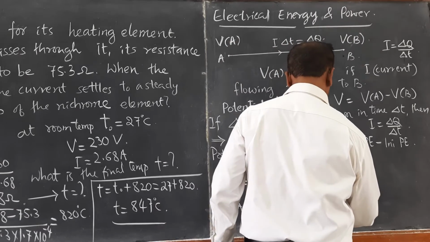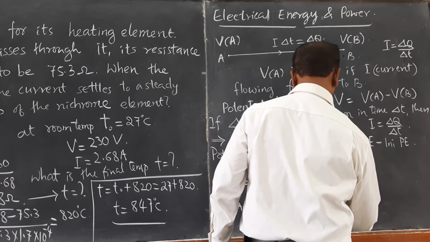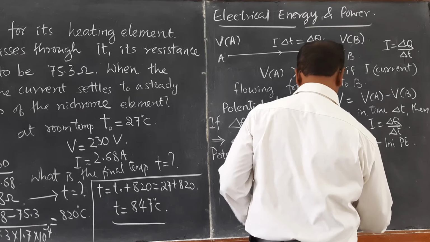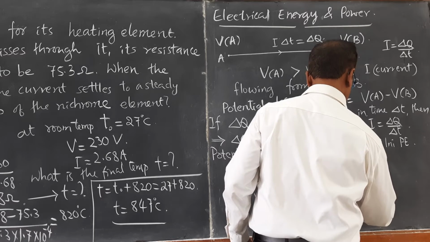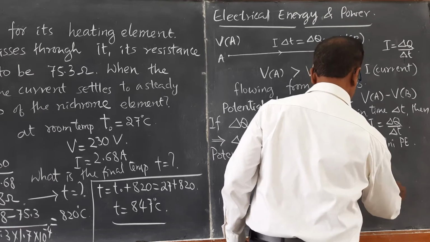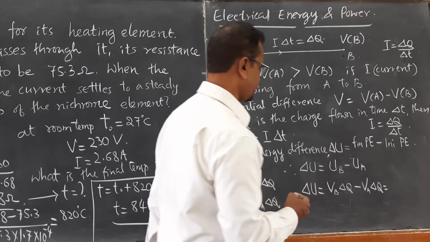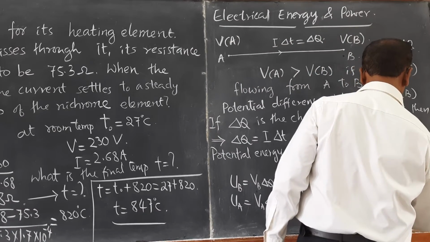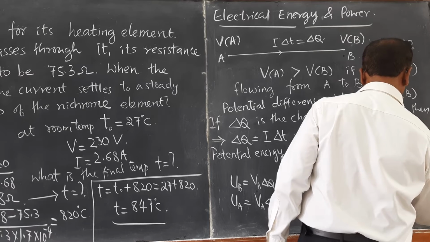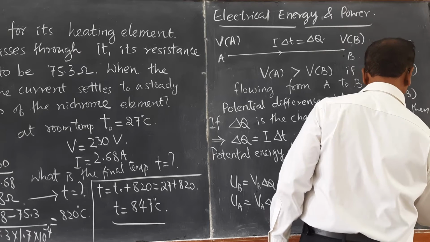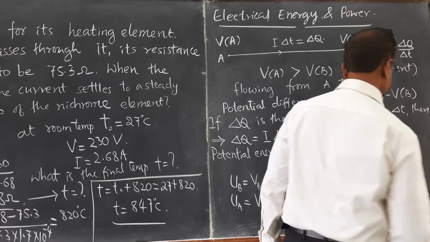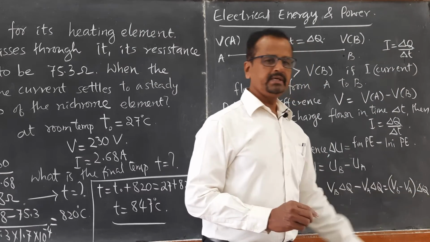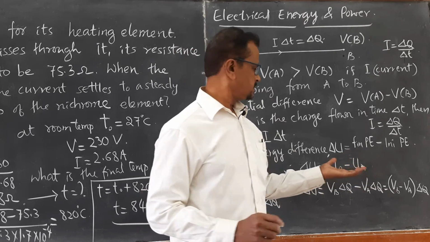UB is VB delta Q minus VA delta Q. So, take out this delta Q common, then it becomes VB minus VA into delta Q. So, what is VB and what is VA? You take the difference.